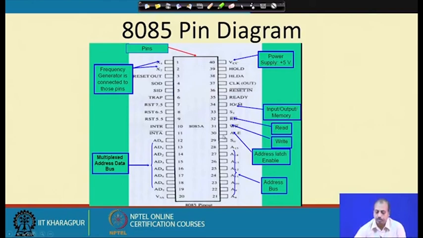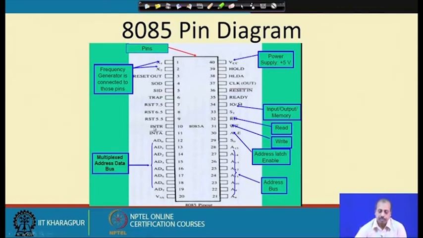Then there are S0 and S1, which give the status lines. There are actually 3 pins, IOM bar, S1 and S0. They tell what the processor is doing at present. If you want to probe the processor and see what it is doing, IOM bar, S0 and S1 will give you some indication about what the processor is doing now.